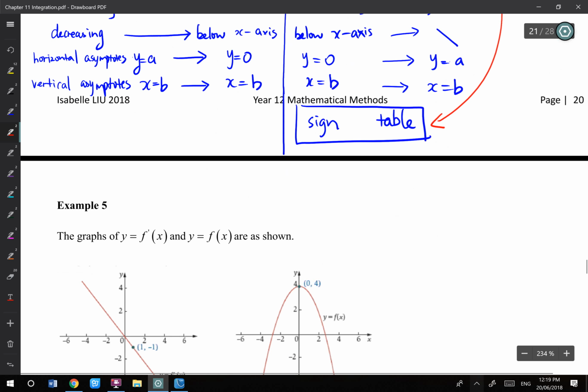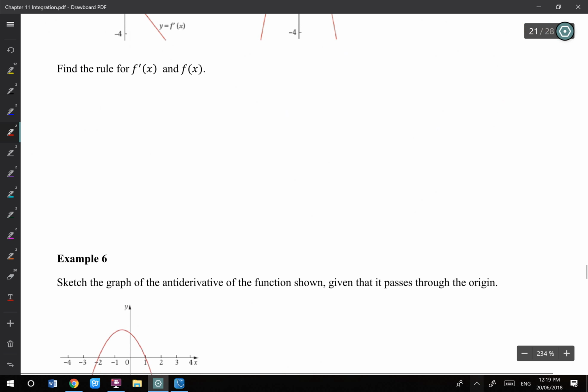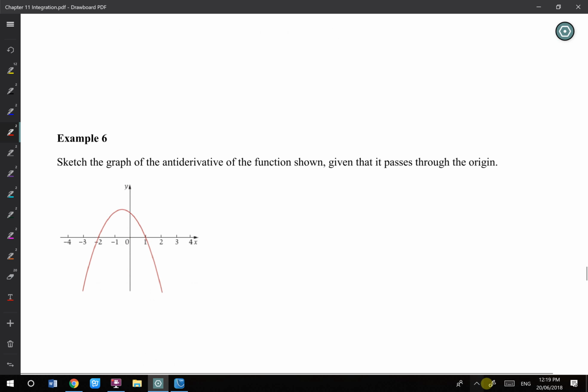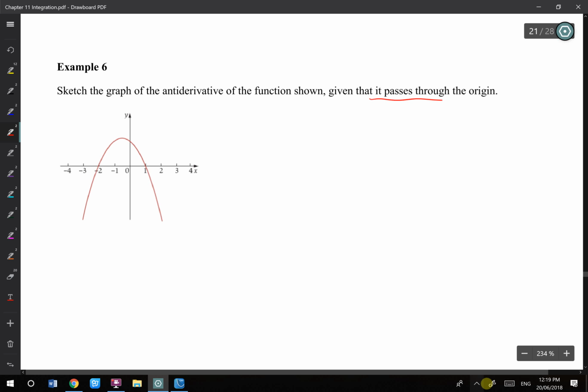Okay, let's have a look at the questions. It's about calculation and the graph. Let's have a look at example 6 first. It's an easy one. Sketch the graph of the antiderivative of the function given that it passed through the origin.